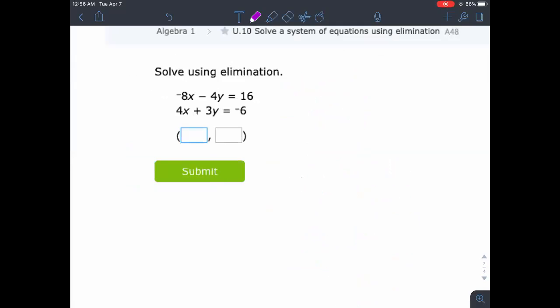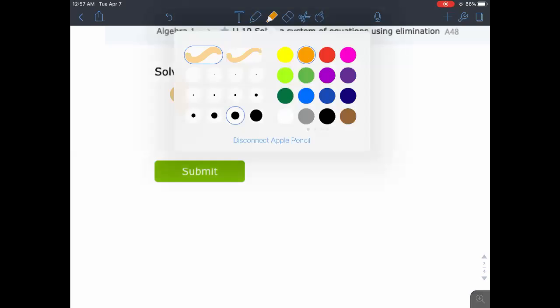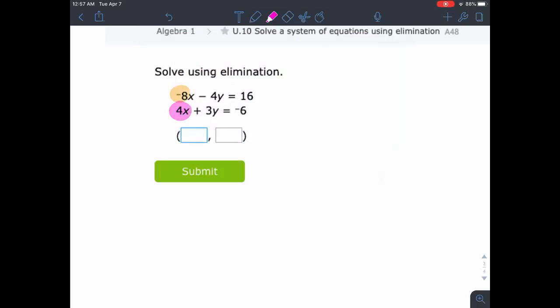As you progress through the problem set, they're going to get a little bit harder. In this particular example, the numbers are not already opposites, so I have to make some decisions. Now, in this problem, the x's are pretty ripe for being eliminated, but they're not quite there because I have a negative 8x and a positive 4x. So I can multiply just the second equation by something so that the x's become opposites, because that's ultimately my goal. I want either the x's or the y's to become opposites.